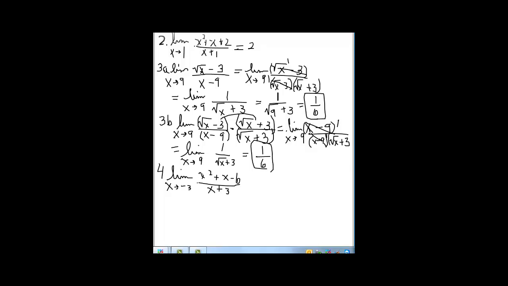Real quickly, evaluating at -3 gives 9, -3, -6 more is 0, so this suggests that we do need to do some algebra because we get 0 over 0. So keep the limit in the work in your problem. Let's factor the numerator. Now, let's make a wise choice here. What's causing us trouble is division by x plus 3 as we approach -3. So wouldn't it be helpful to think that x plus 3 may be a factor of the numerator and we're going to be able to cancel it?